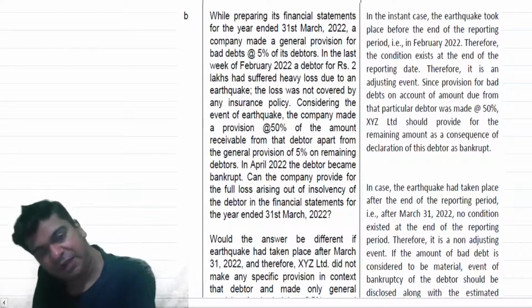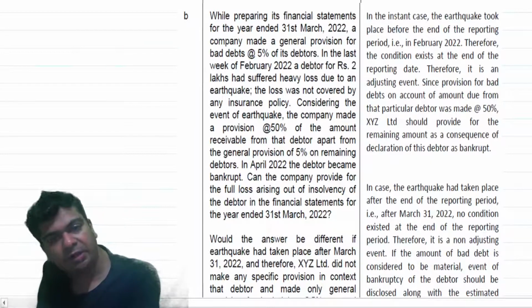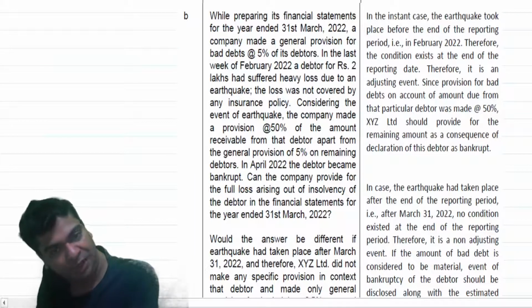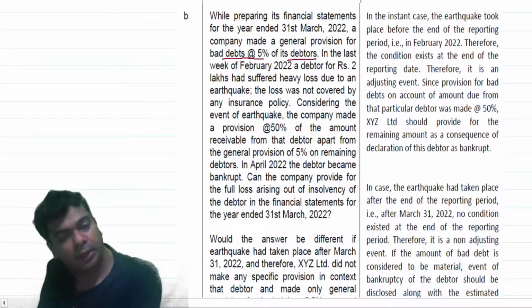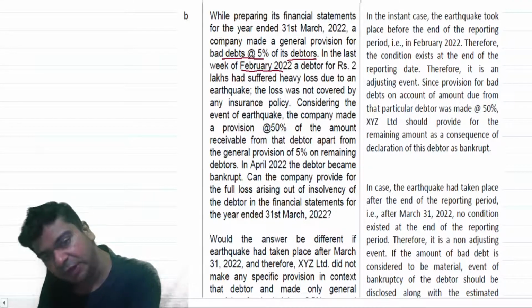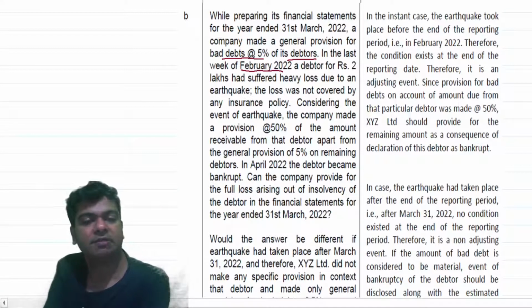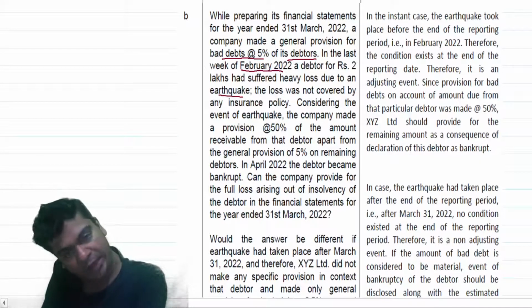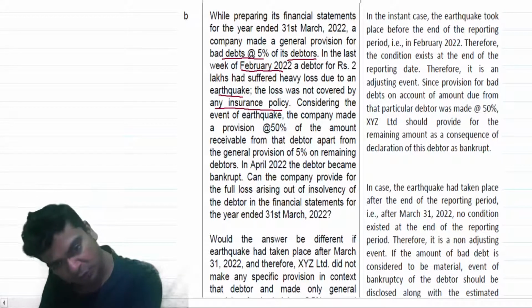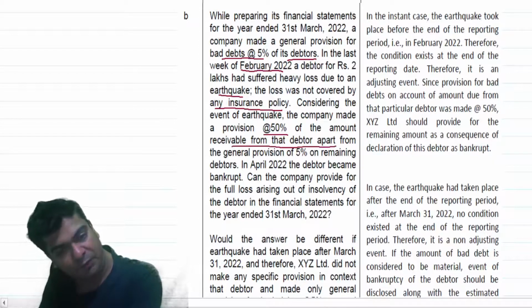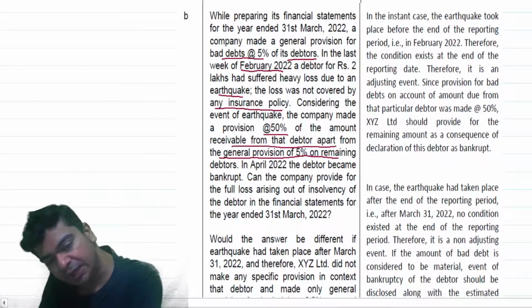While preparing its financial statements for the year ended 31st March 2022, a company made a general provision of bad debts at 5% of its debtors. In the last week of February 2022, a debtor of Rs. 2 lakhs had suffered heavy loss due to an earthquake, the loss which was not covered by any insurance policy. Considering the event of earthquake, the company made a provision of 50% of the amount receivable from the debtor, apart from the general provision of 5% on the remaining debtors.